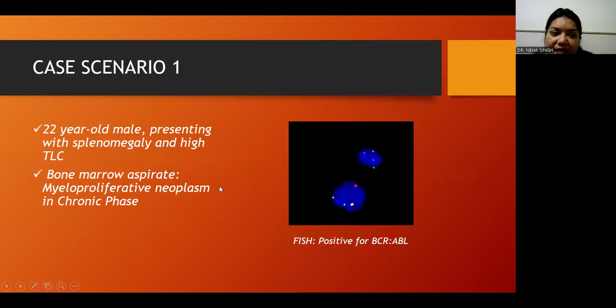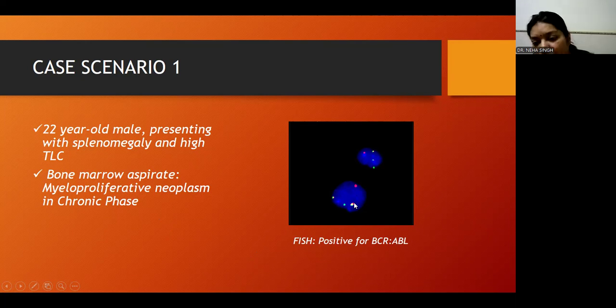It is a very simple case of a 22-year-old male who presented with splenomegaly and high TLC. The bone marrow aspirate findings are suggestive of myeloproliferative neoplasm in chronic phase, which means you have granulocytic preponderance with less than 5% blasts. You go ahead and do a FISH, which is positive for BCR-ABL. You can see two yellow signals and one red and one green signal.